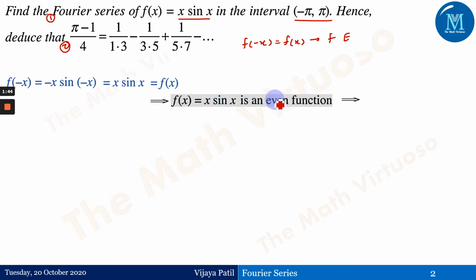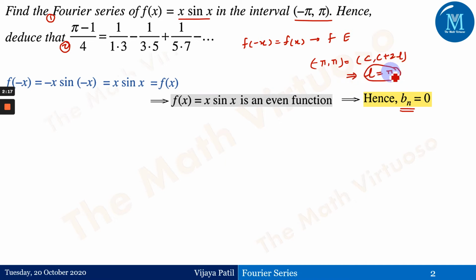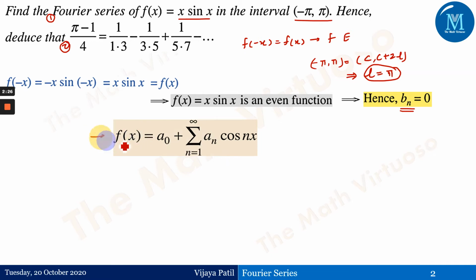And we have already seen that if the function is even, the bn coefficient, that is the coefficient of the sine terms, comes out to be 0. If it is 0, then we just have to deal with a0 and an. In that also, what would be the value of L? That can be found from minus pi to pi. How could we do that? We compare minus pi to pi with c to c plus 2L. For this, please refer to the previous sessions, then only it is possible for you to find the value of L. I'm not dedicating this session to the detailing of that. So L equals pi, hence bn equals 0.